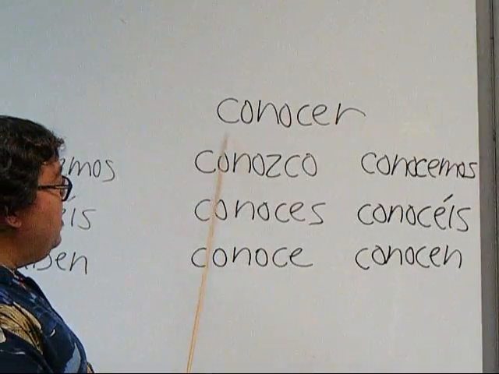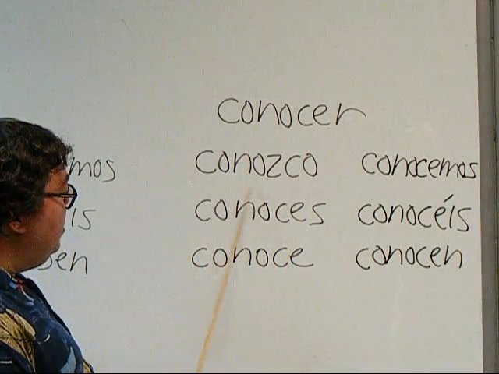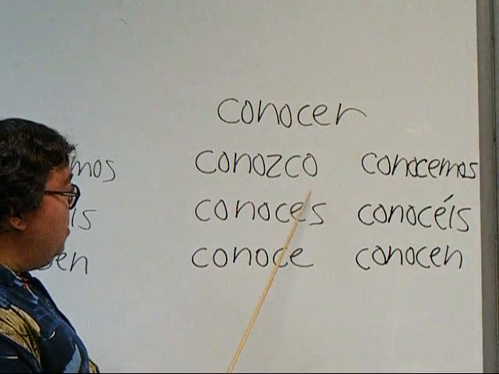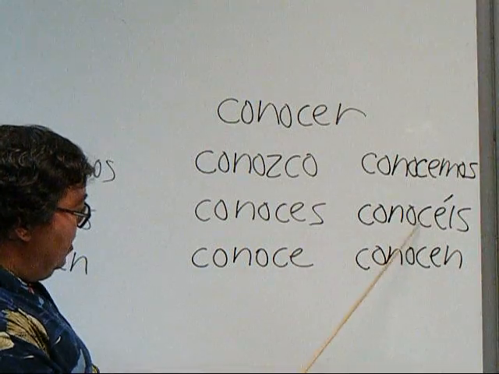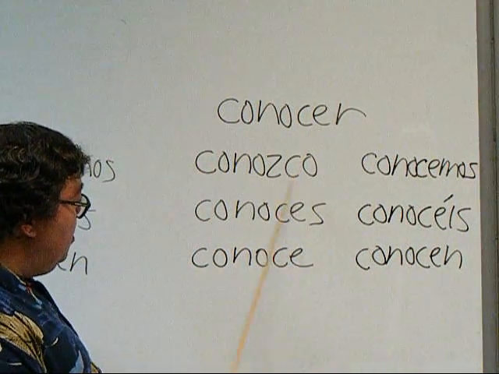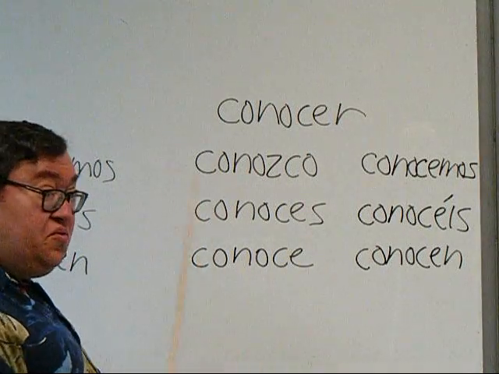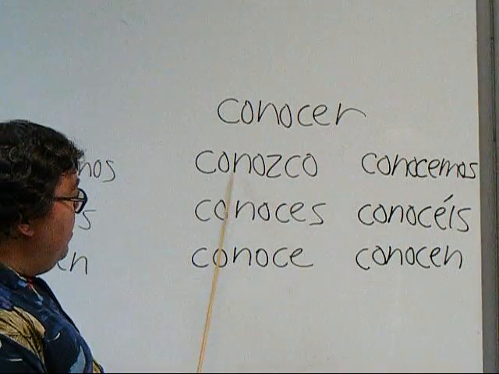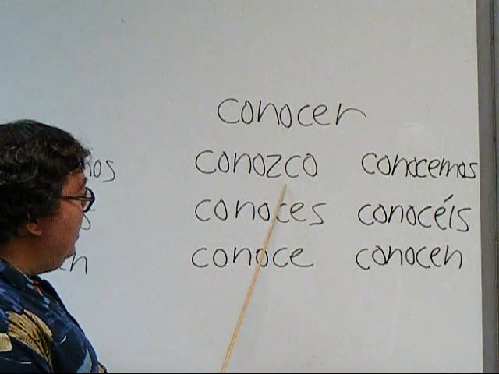Okay, now the second verb, conocer, also has an irregular yo form, conozco. But the rest of the verb is a regular ER verb, with the stem C-O-N-O-C plus the endings. Conozco, conoces, conoce, and so forth. Now, notice this ZCO that we have here.